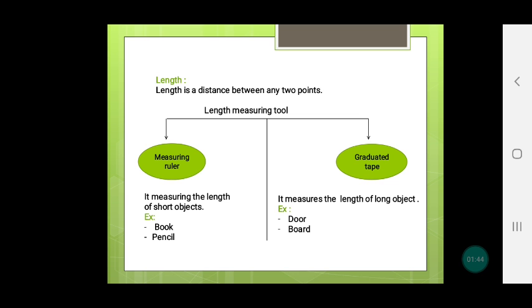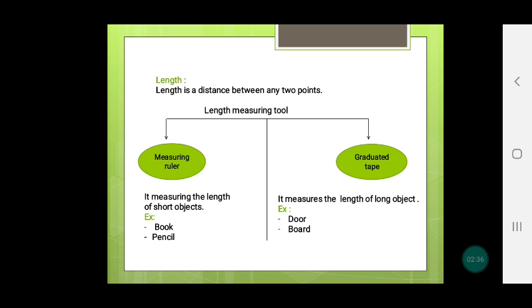So the length measuring tools are the measuring ruler, the first tool, and the graduated tape, the second tool. We start with the measuring ruler. The measuring ruler is used to measure the length of short objects. Short objects like what? Like a book, like a pencil, like a cell phone. So you can easily use your measuring ruler to measure the length of your book. It's easy. Instead, the graduated tape is used to measure the length of long objects. Long objects like what? Like a door, like a board, like a wall.